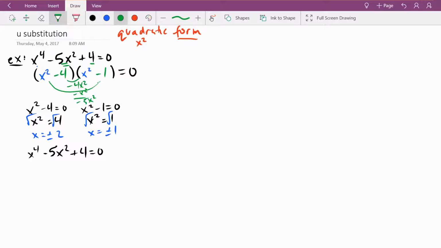So the idea is we're trying to let U be this middle term here. We're going to say U is x squared. Well, if U is x squared, then I know that U squared, squaring both sides, is x to the fourth. So therefore, I could plug this in. U squared is x to the fourth, and then I'm going to plug in U for my x squared here.